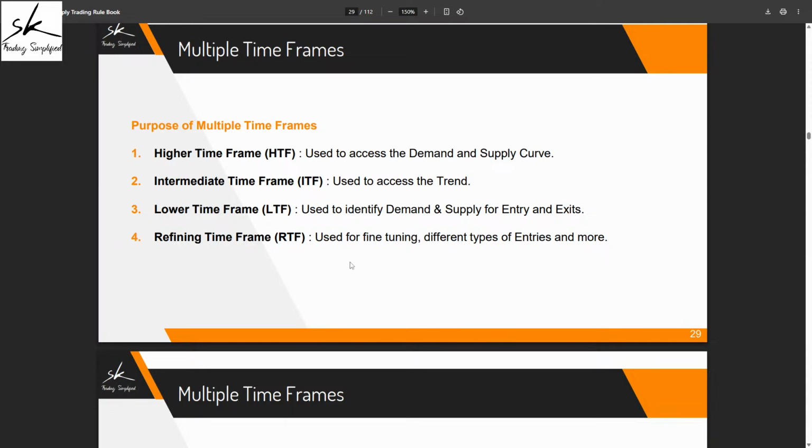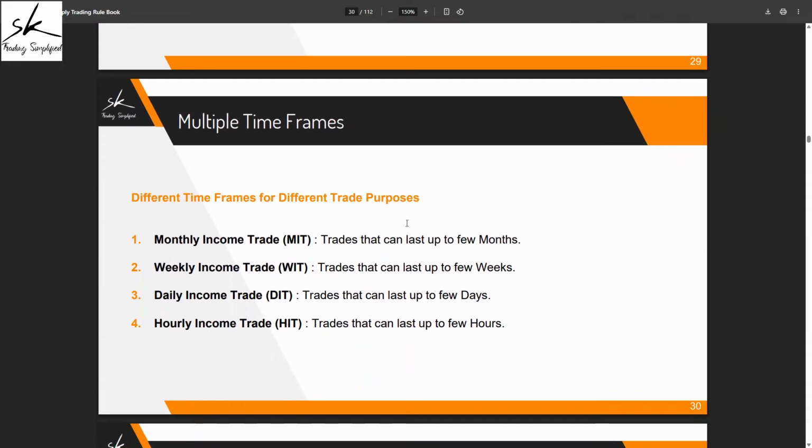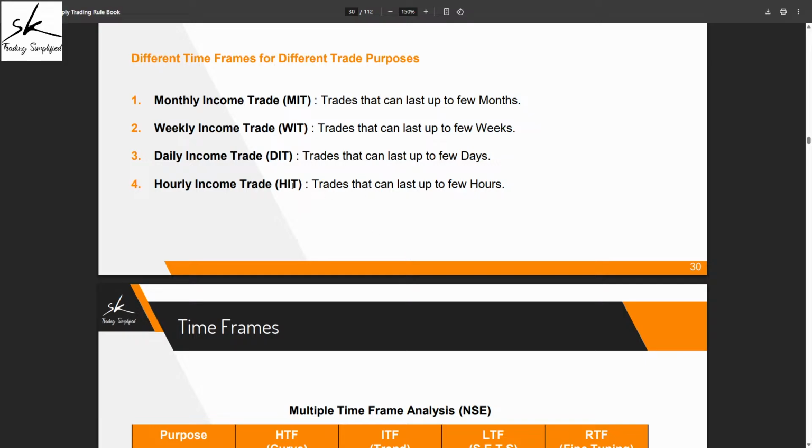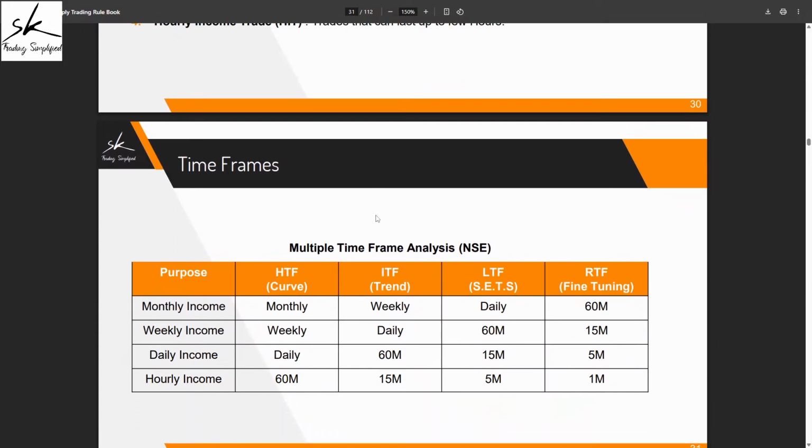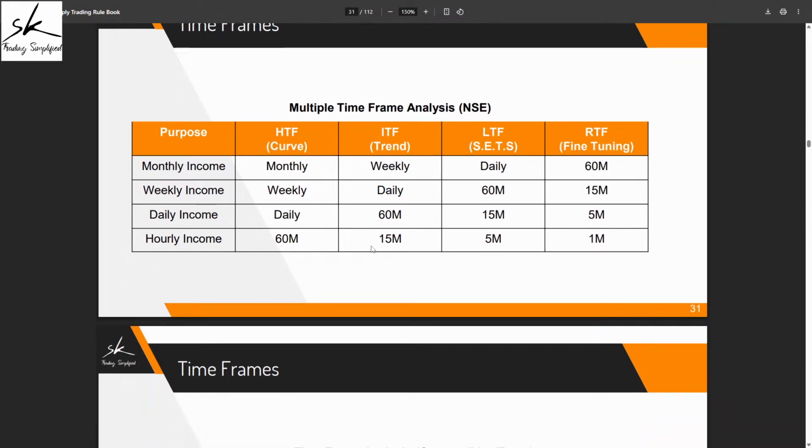Next, what are the 4 different purposes of trades? We have already talked about it. What is HIT, DIT, WIT, and MIT? So now the question comes that for every purpose of trade, what will be my 4 different time frames? And we get the answer from this table. Like in this example, I want to plan monthly income trades. So now I know that as a monthly income trader, my time frames will be monthly, weekly, daily, and 60.